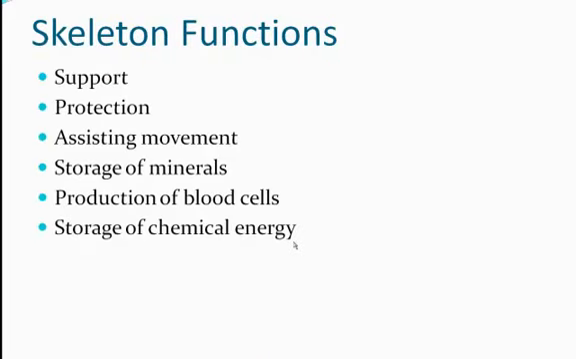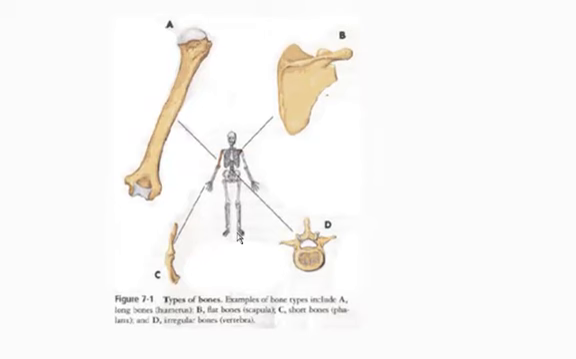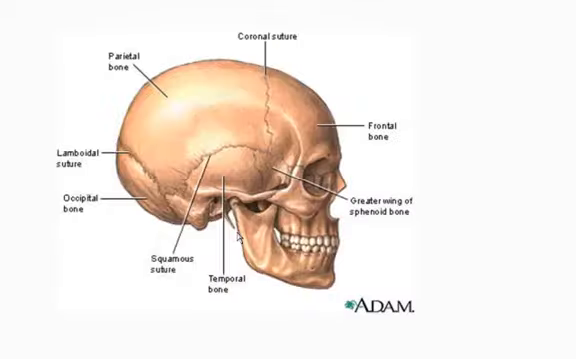The functions of the skeleton are support, protection, assisting in movement, storage of minerals, production of blood cells, and storage of chemical energy. There are 5 main categories of bones together with another category: long bones, flat bones, short bones, irregular bones, and sesamoid bones. The sutural bones include the skull bones.